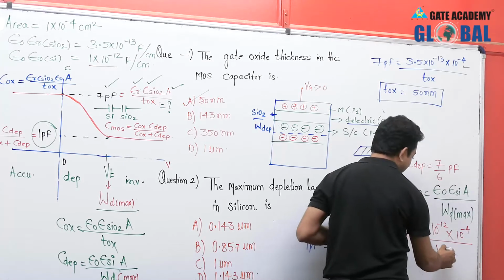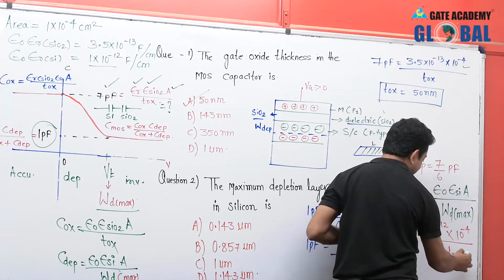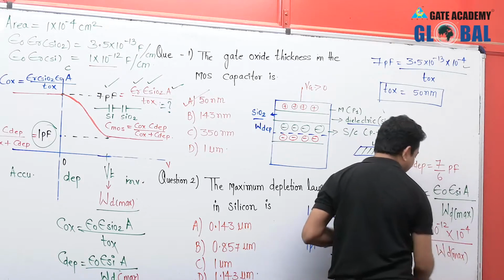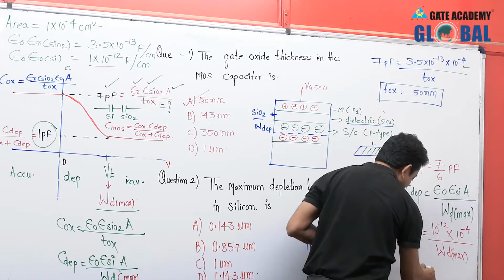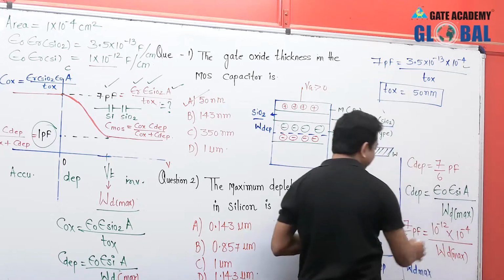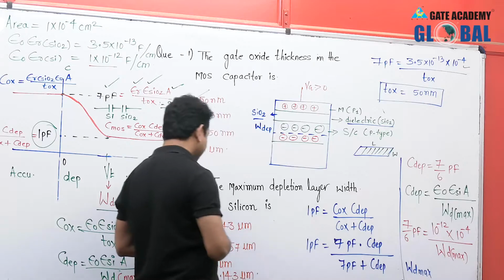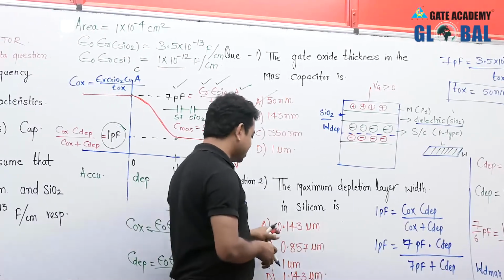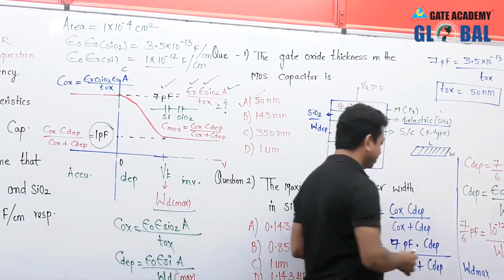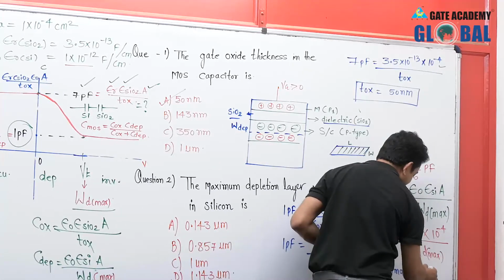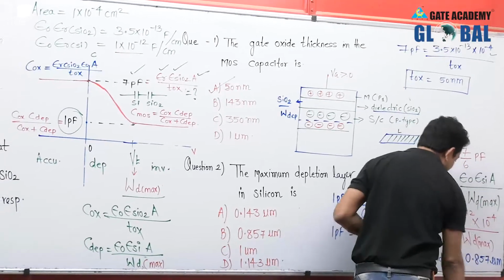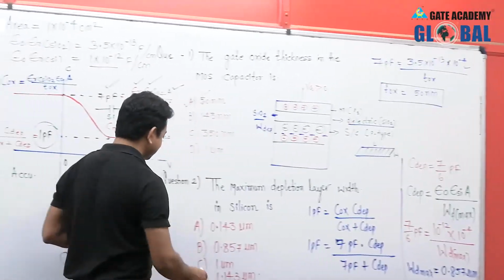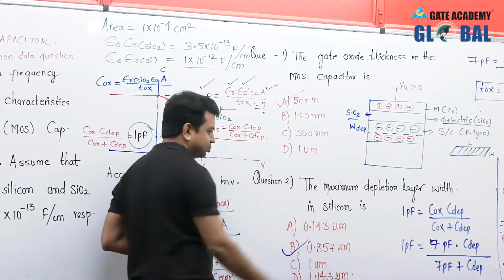Then we have WD max here. So this will give the width of the depletion region. Finally, we have WD max here, and this can be found by solving this. So the exact answer is 0.857 micrometer. I am writing here, this is 0.857 micrometer. That means the exact answer is present at option B.